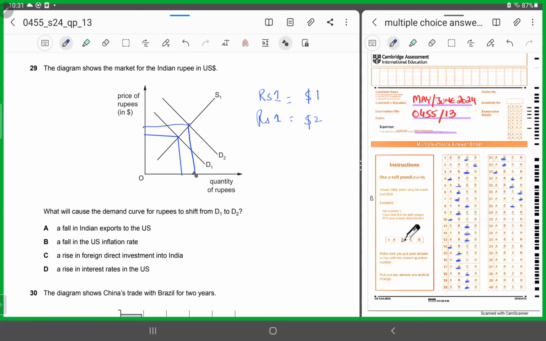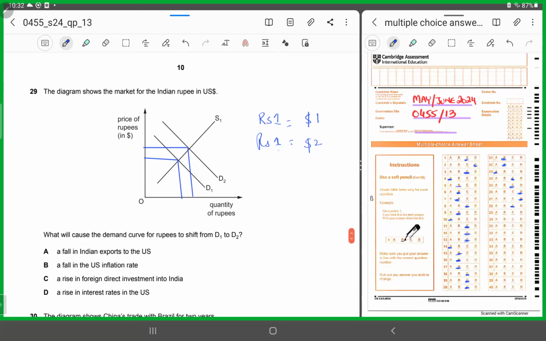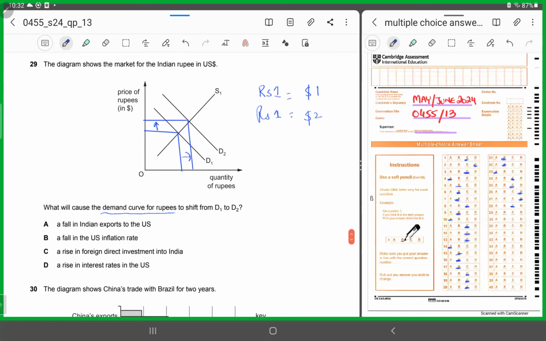And as a result, what is happening? The exchange rate has risen. If initially 1 rupee was getting you $1, now for 1 rupee you're getting $2, right? So the price of rupees in dollars is increasing. Now they're asking what will cause the demand curve for rupees to shift from D1 to D2. Why do you think the demand curve has shifted outwards?